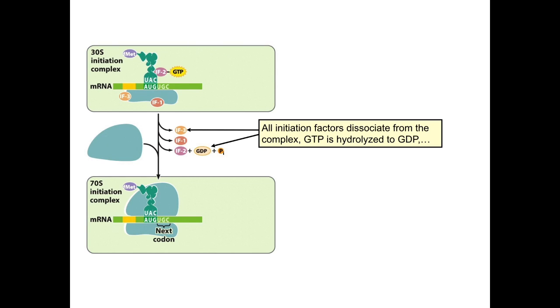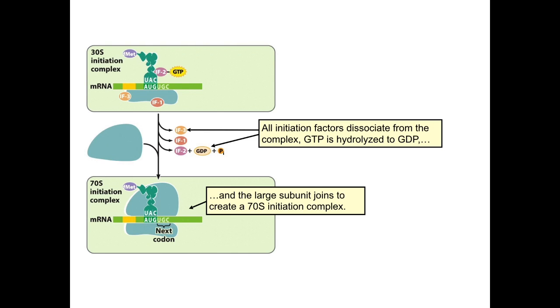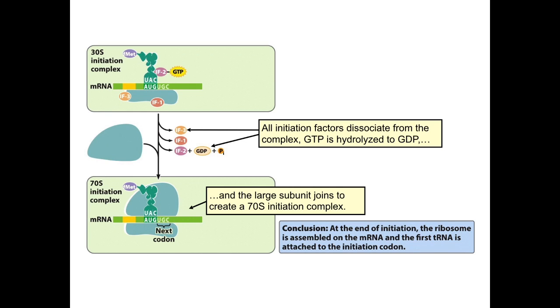All the initiation factors subsequently dissociate from the complex, and GTP is hydrolyzed to GDP. And this allows a large subunit to join to create a 70S initiation complex. At the end of initiation, the ribosome is assembled on the mRNA, and the first tRNA is attached to the initiation codon. The next stage is elongation.